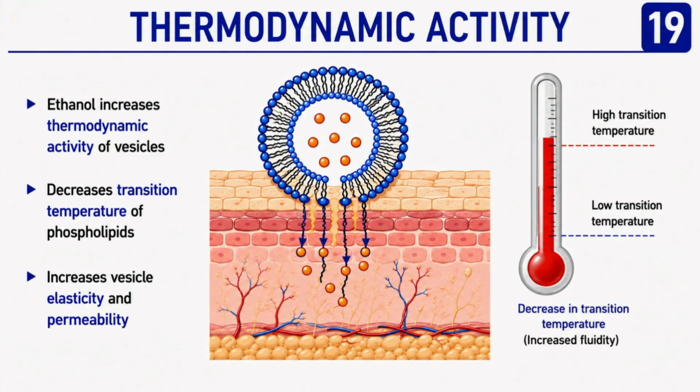Therefore, ethosomal penetration is not explained only by vesicle deformation. The physicochemical environment surrounding the drug is also an important factor here, right?